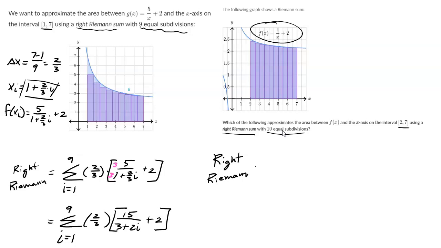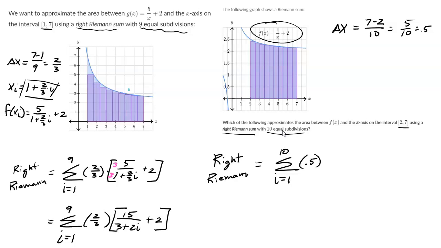Right Riemann sum. So the right Riemann sum again starts at 1 and goes to the number of subdivisions, so 10, times the width. Well, the width, so delta x, is going to be b minus a divided by the number of subdivisions. So 0.5. Okay, 0.5 is the width.